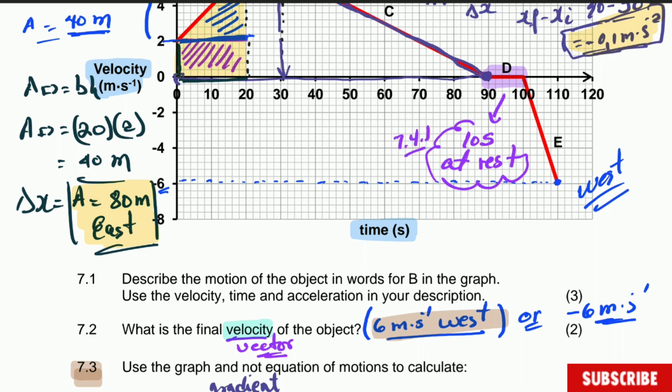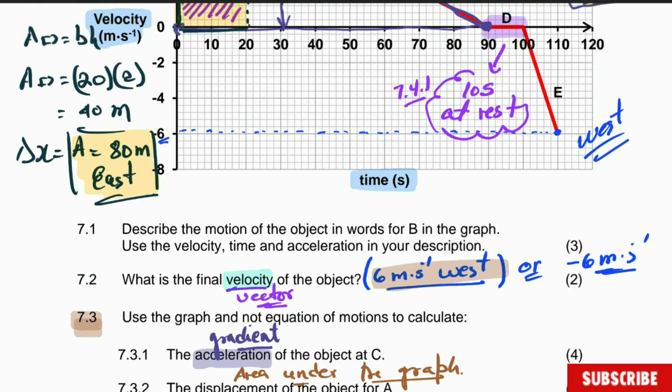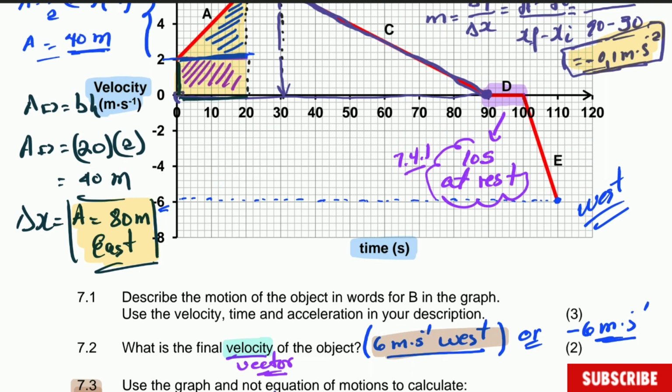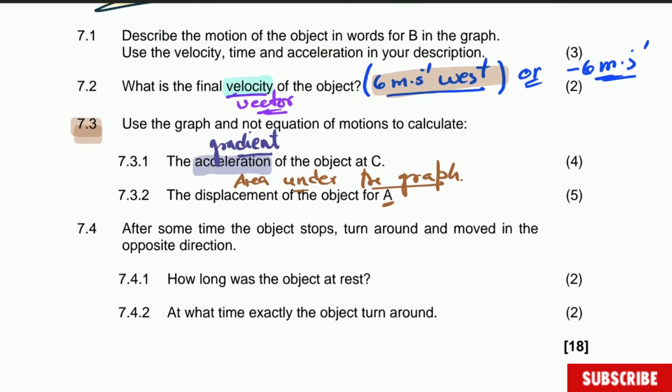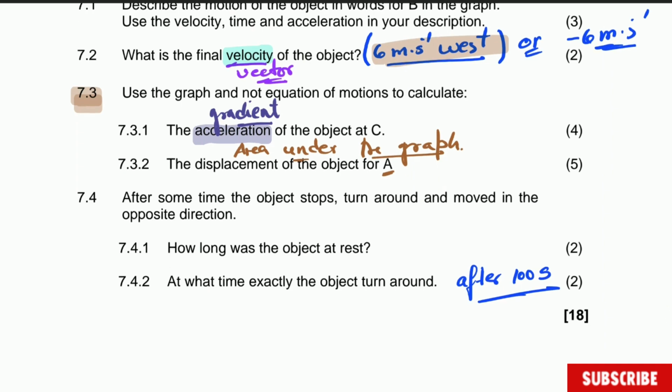Okay, and the final one is at what time exactly the object turns around. The object turns around when it was at 100, and they say at what time exactly. So the object turns around exactly after 100 seconds. So let's just write it here. There is not much more space. They write here after 100 seconds. That is the answer.